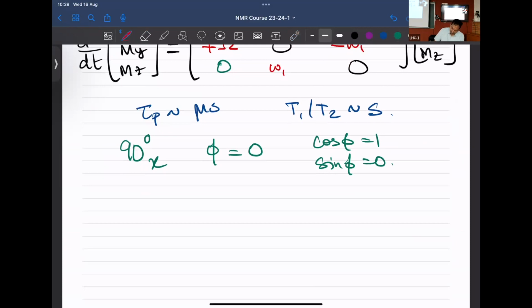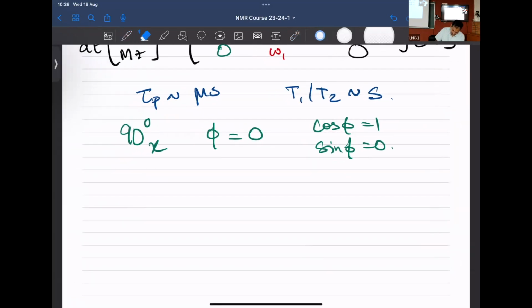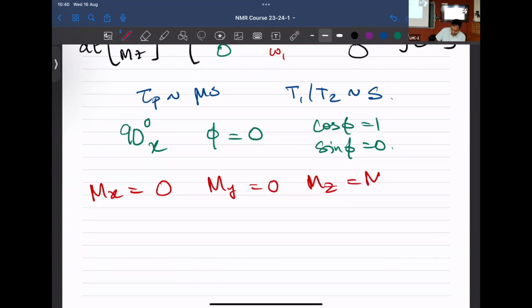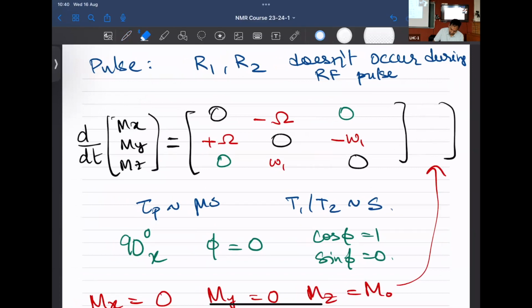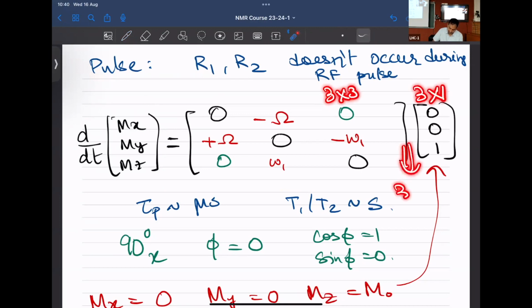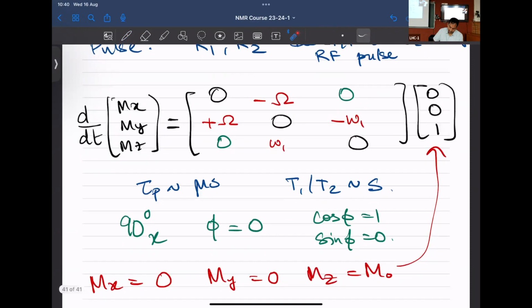So what is equilibrium? Mx equal to 0, My equal to 0, very good. Mz equal to 1, very good. So plug it back in, you're going to get 0, 0, 1, right? So here you have a 3 by 3 matrix. Here you have a 3 by 1 matrix, which should result in a 3 by 1, right? Many are zeros. Is that right? But we have to be careful of the next part.